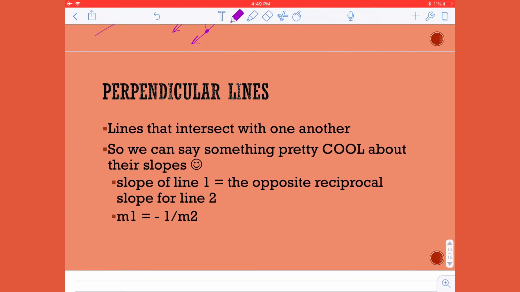When you talk about perpendicular lines, these are lines that do intersect with one another. So there's also a relationship between our slopes. Whatever the value is of our first line, the second one is going to be the opposite sign, and then the reciprocal. So just to give you an example, if the slope of line 1 is 3, the slope of line 2 would need to be the opposite sign, so therefore negative, and the reciprocal of 3 is 1 over 3.